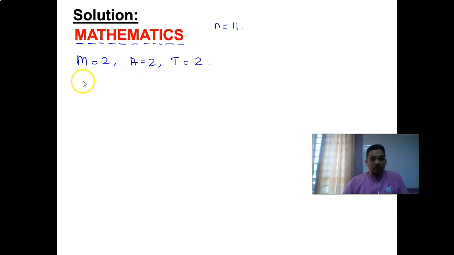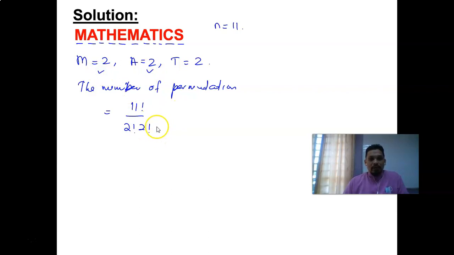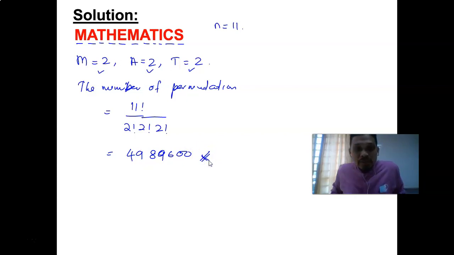So then the number of permutations is equal to 11 factorial divided by 2 factorial, another 2 factorial, and 2 factorial. Use a calculator here and you get 4,989,600. You may use a calculator for this one.